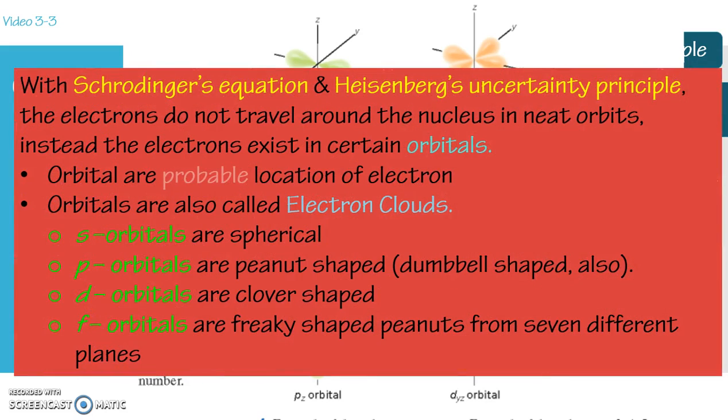So what happens here is that with the new quantum theory and Schrödinger's equation, you can find a high probability of the location of electrons. Because if you go and look for one, you're going to disturb it and become part of the experiment, and so you will ruin it. Now the electrons exist in orbitals. They're very different shaped, and orbitals are sometimes called electron clouds. And there are these 4 different shaped orbitals: spherical, peanut-shaped, clover-shaped, and freaky-shaped peanuts from several different planes.